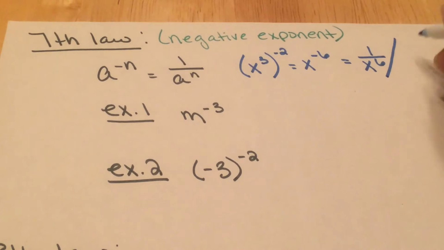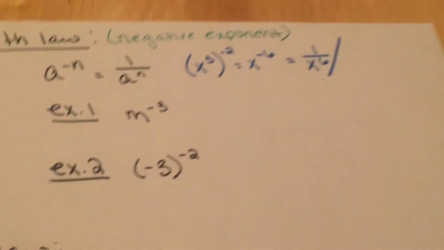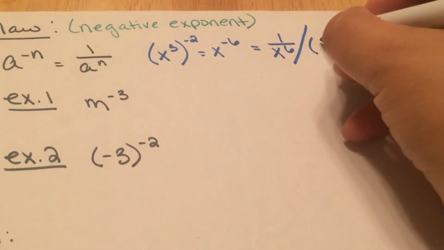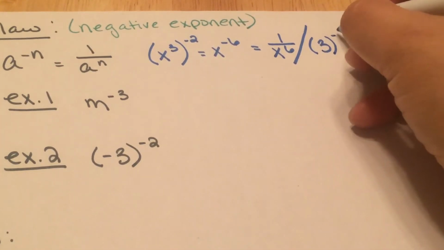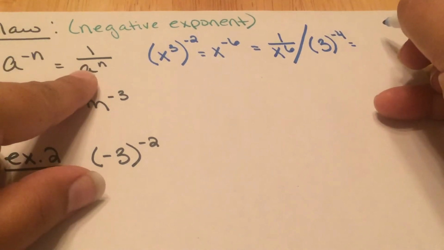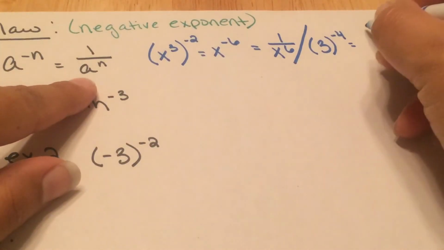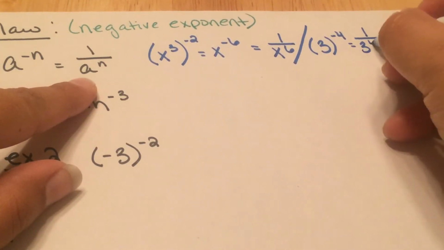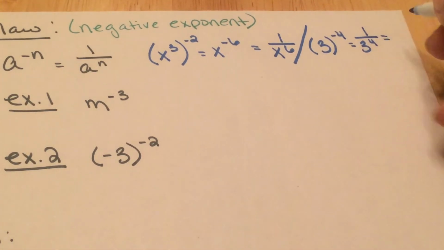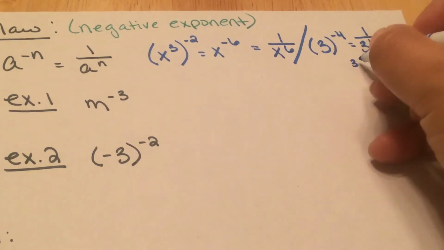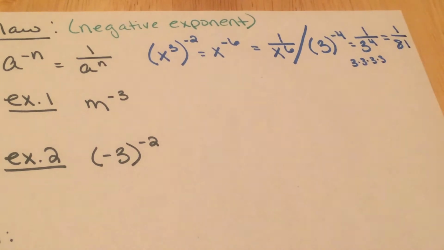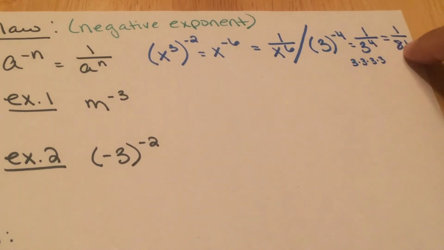Okay. So let's see one with an actual number. So we're going to have 3 to the negative fourth power. So again, what this means is, really quickly, I don't know why I put this in parentheses, sorry, 1 over 3 to the fourth power. So now we don't have that negative exponent. But again, we want to go ahead and simplify this. So we know that 3 times 3 times 3 times 3 is going to be 81. So this will simplify to 1 over 81. So we are working with positive exponents now.